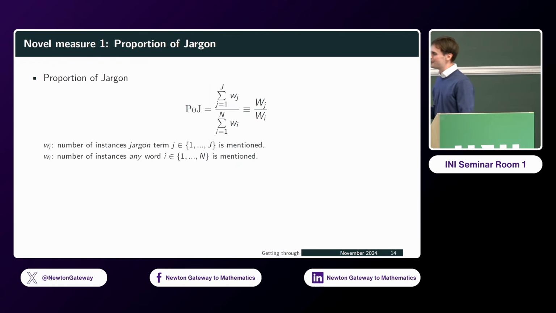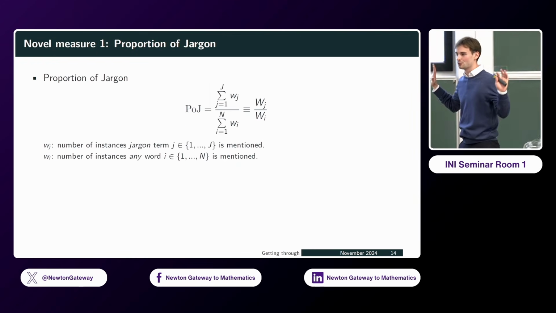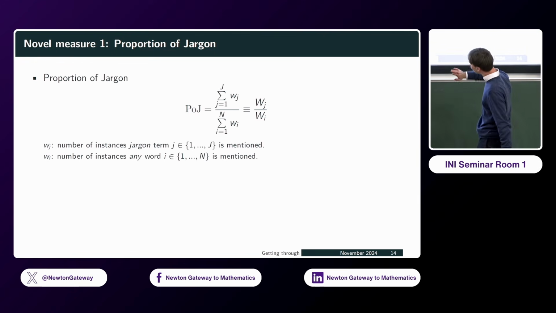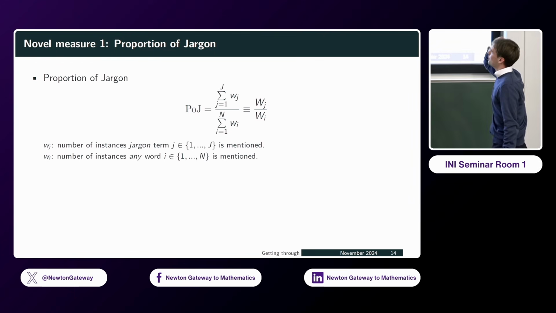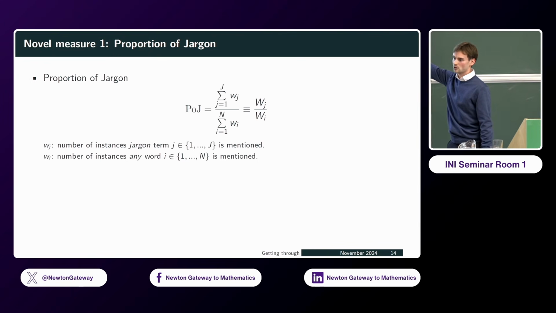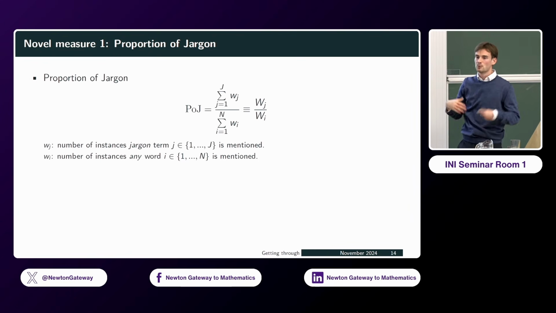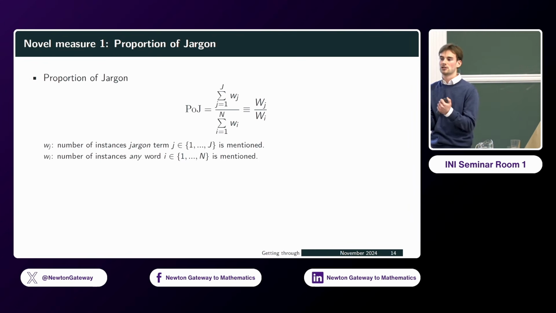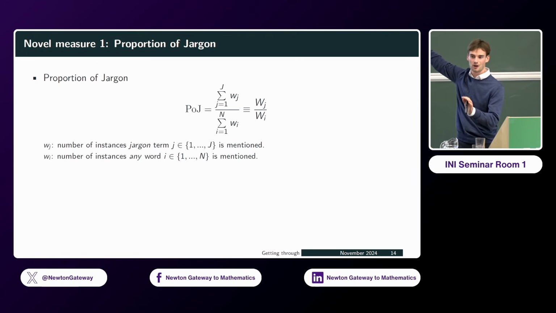So we produce these two measures. First is very simple, proportion of jargon. Right, so we have number of jargon terms as the numerator, number of total words on the denominator, and we say, okay, maybe that will give us some sense of just how conceptually complex this information is. This is a very crude measure, and I'll hopefully show you a more sophisticated one in a second.